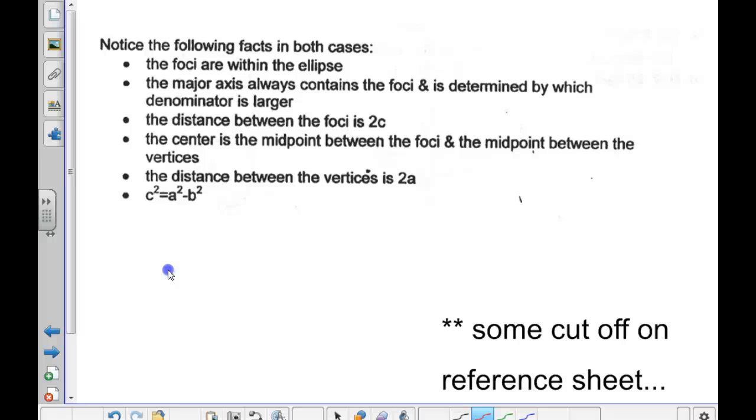Today, everything we do is going to be centered at the origin. So these are the easy ones. A couple days from now, we're going to practice when they're not at the origin anymore, and then it gets a lot more complicated. Not hard, just a little more complicated.